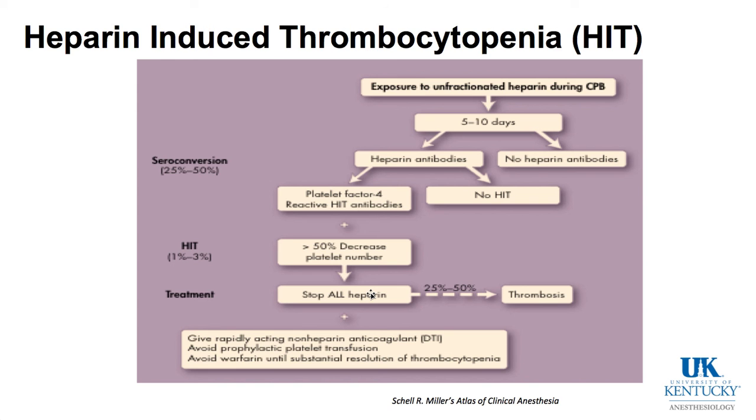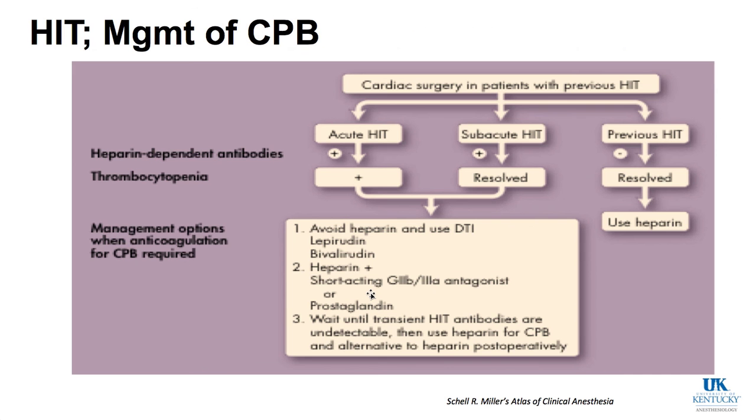Stop all the heparin, and if that's all you did, these patients have platelets that are basically white clots forming in the body. These platelets are aggregating, and you're going to get thrombosis in 25 to 50% of them. So not only do you have to stop the heparin, but usually start a DTI or direct thrombin inhibitor. An example of that would be argatroban, bivalirudin. Don't give platelet transfusions, and don't start warfarin until thrombocytopenia has resolved. So not only do you need to stop the heparin, but you need to anticoagulate.